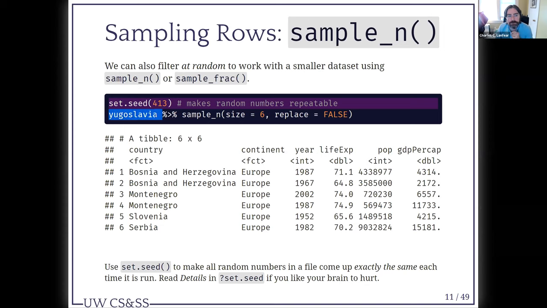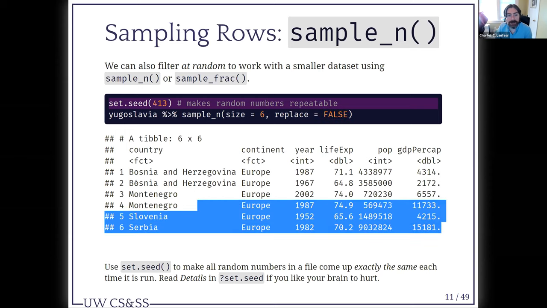I'm going to say, take the Yugoslavia data and then sample_n. sample_n is a way to get a number of random draws from your data. I say size 6, replace false. This means I'm going to draw randomly 6 rows from my Yugoslavia data without replacement. If you said replace true, you could get the same row multiple times. If you say replace equals false, you can't get the same row multiple times.